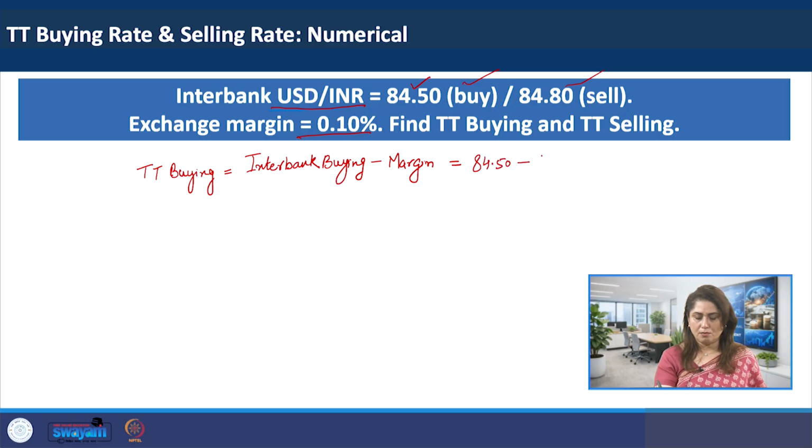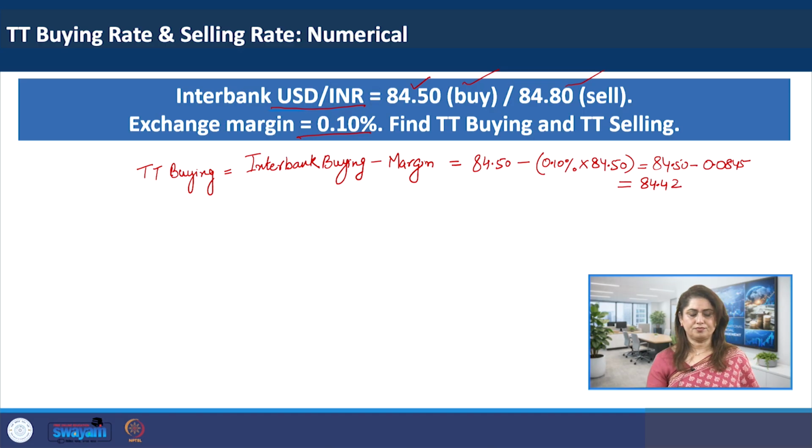Now this minus margin is 0.10% of 84.50. So this comes out to be 84.50 minus 0.0845, giving us 84.42. Now let us talk about TT selling rate.